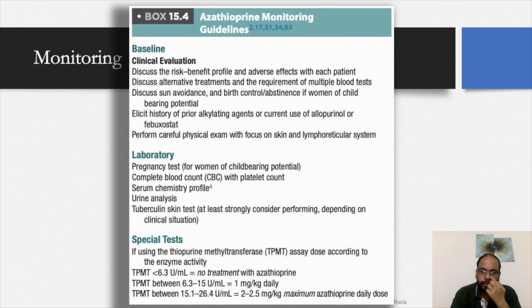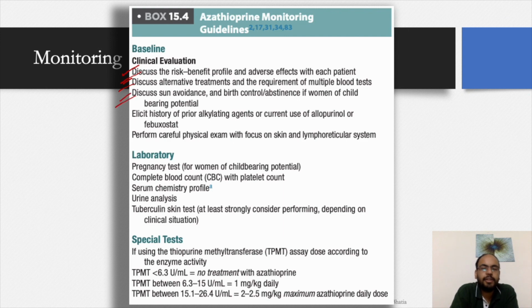Okay, so after all indications, contraindications, ruling out all drug interactions, you plan to start azathioprine. These are the monitoring guidelines. Number one, during baseline, you discuss the risk profile, the benefit profile with the patient, and the serious and the most common adverse effects. You discuss alternative treatments and the requirement of multiple blood investigations. The patient has to be compliant with repeated monitoring investigations. We have discussed that previously.